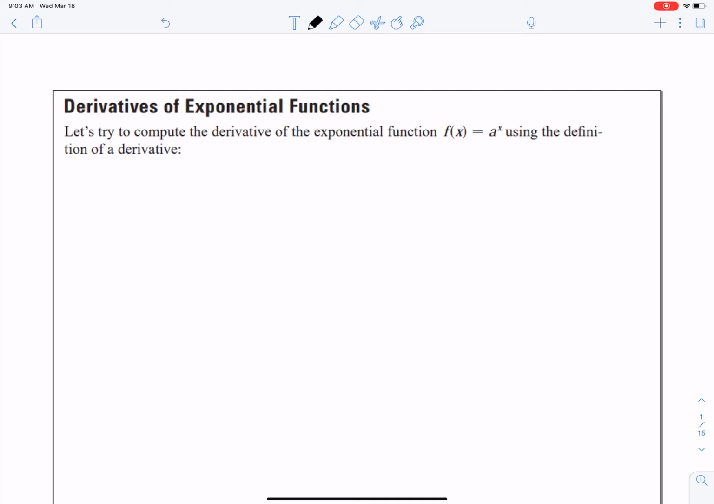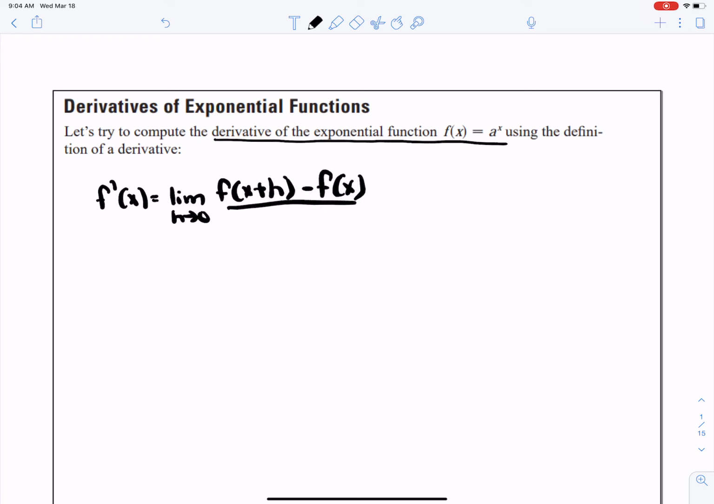So today's lesson is going to be on the derivatives of exponential functions. First, what we're going to do is try to derive the formula for the derivative of an exponential function, a to the x. We're going to use our definition from D1: f prime of x equals the limit as h tends to 0 of f at x plus h minus f of x, all over h.